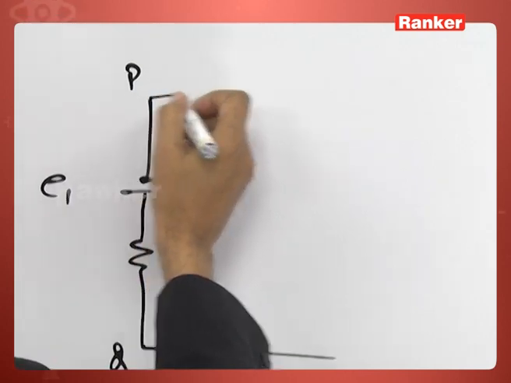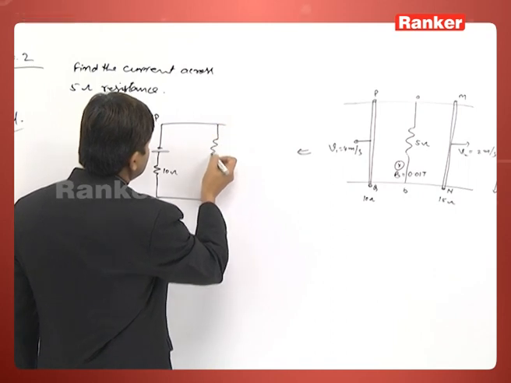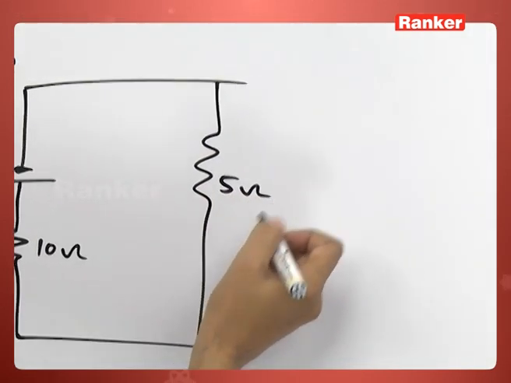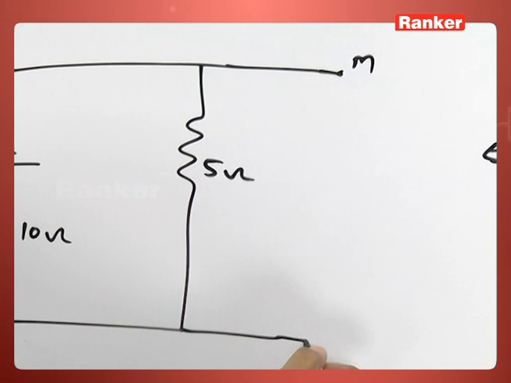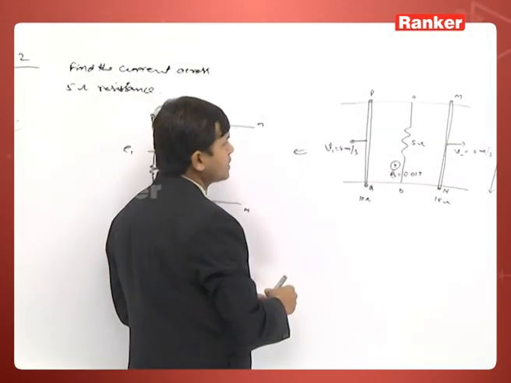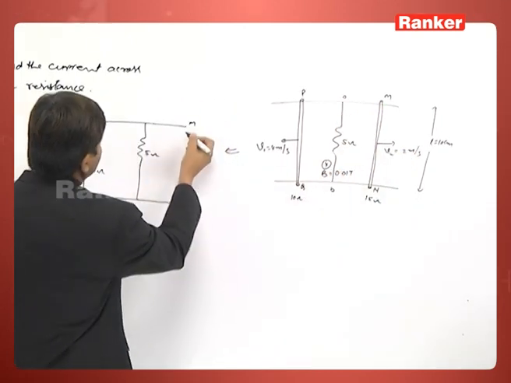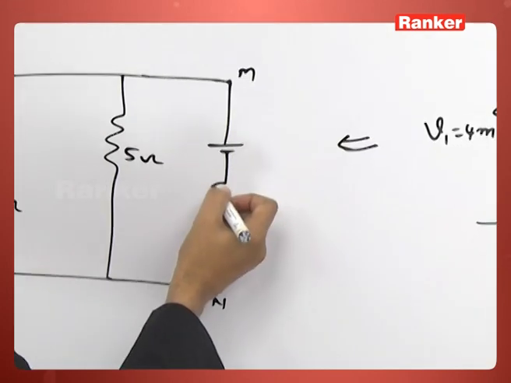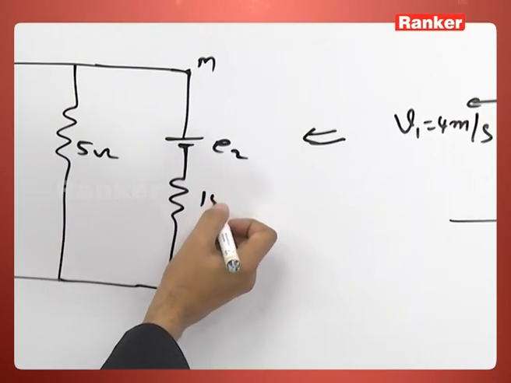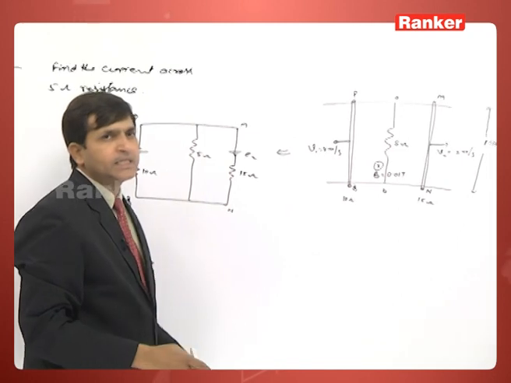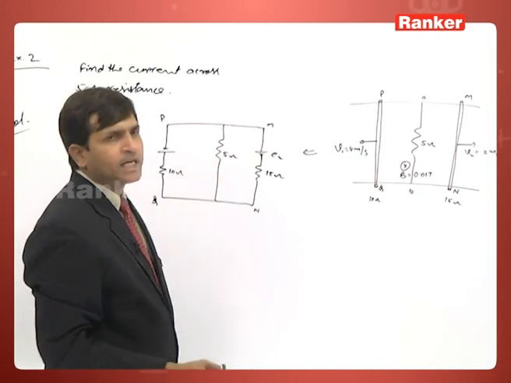Now A and B are 5 ohm, so that can be drawn like this. This is the 5 ohm, and then M and N. Looking at M and N, the velocity is in this direction, so according to the rule, M is at higher potential, and here the potential is E2 and the resistance is 15 ohm. Now we have to find the current on this. So this is a simple electrical circuit.